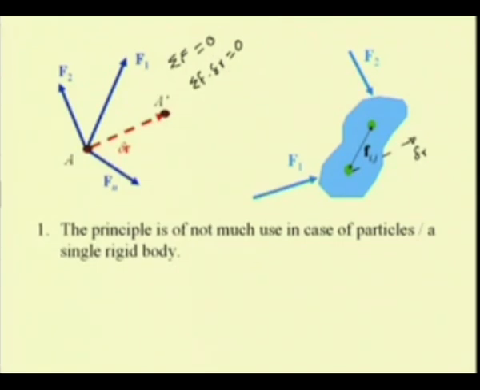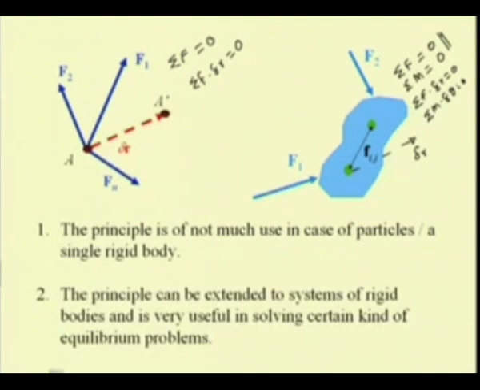Same is the case in the rigid body, where in lieu of these 2 equations, we are writing sigma f dot delta r equal to 0 and sigma m dot delta theta equal to 0. So, we are just replacing these 2 equations by the other 2 equations. But we will see that in case of connected rigid bodies, if we extend this principle of virtual work, it becomes very useful to solve a certain class of equilibrium problems. We will see some problems, so that we realize the usefulness of this method for interconnected rigid bodies.